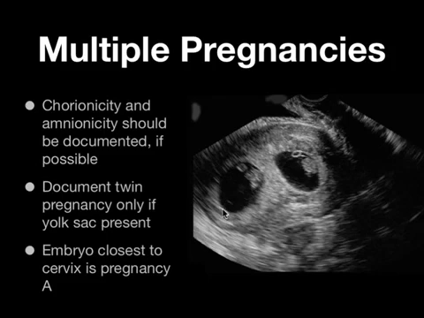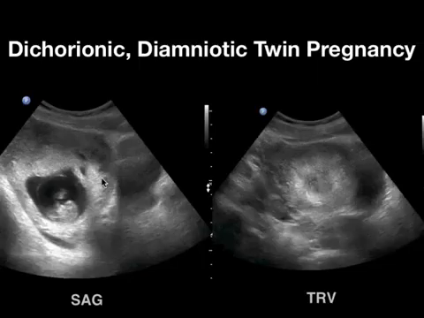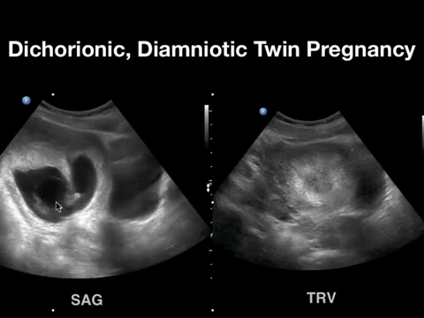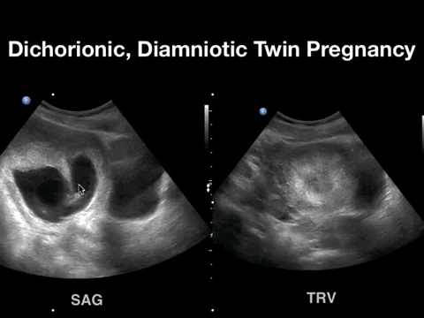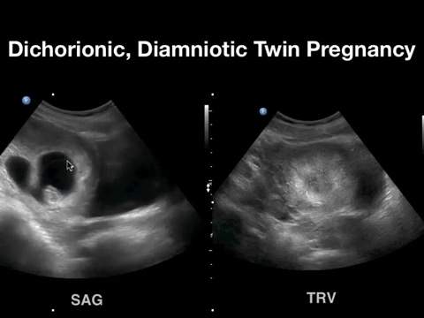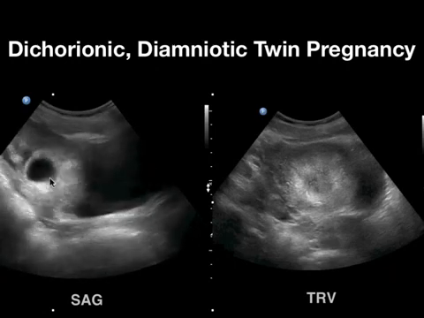In terms of diagnosing a twin pregnancy, you only want to document a twin pregnancy if you see a yolk sac or an embryo. It's the same as diagnosing a singleton pregnancy. In terms of nomenclature, the embryo that's closest to the cervix is going to be pregnancy A. Here we have a patient with a dichorionic diamnionic pregnancy. You can see here is one amnion, and here's the second amnion, and they're contained within two different chorionic sacs.